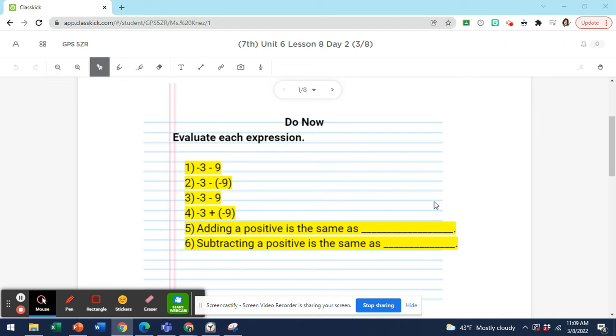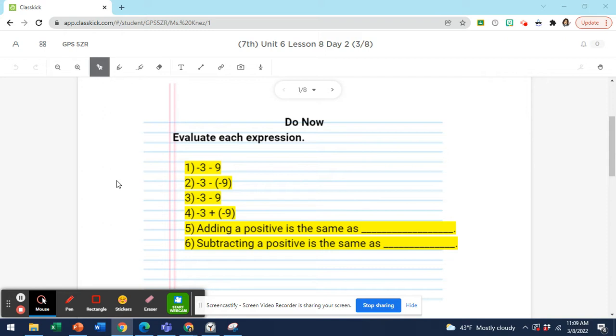This video covers everything we did in math today on Tuesday, March 8th. Open up ClassKick so you can follow along and pause this video to complete the Do Now on slide 1. Before you resume watching the video, you should have completed the Do Now.